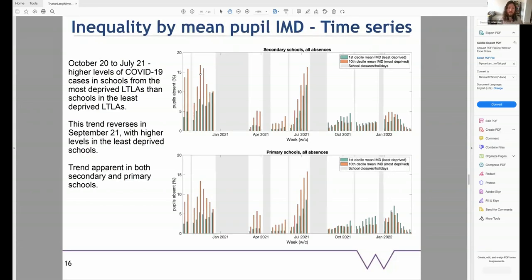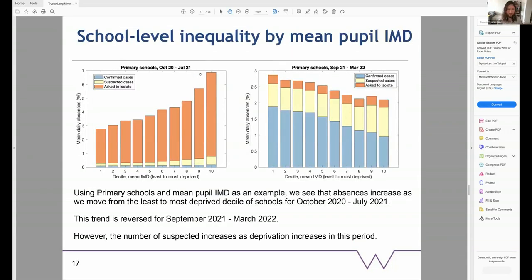And considering inequality by the mean IMD of pupils, we see this pattern once again, and in fact, it's more pronounced. So instead of showing things through time and just focusing on the first and 10th deciles, here I'm looking at the mean daily absences in each decile for two different time periods. On the left, I consider the 2020-21 academic term, and on the right, I consider September onwards, so since then, right? And the trend is clear and stark.